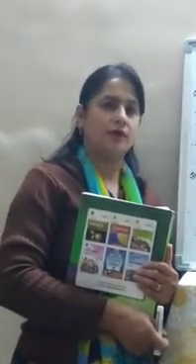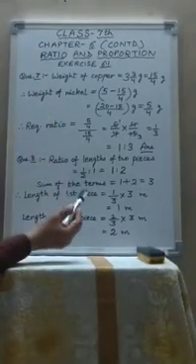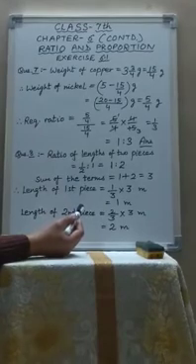Class 7. Get ready for your maths class. Last time we started chapter number 6, ratio and proportion. So we will continue exercise 6.1. We'll start with question number 7 given on page number 122 of your textbook.